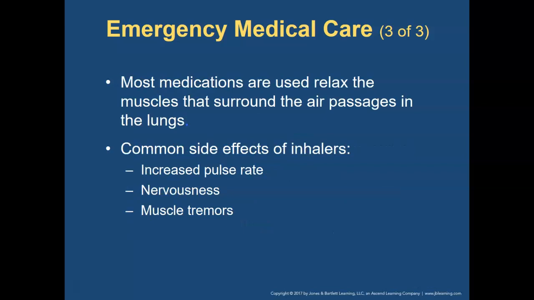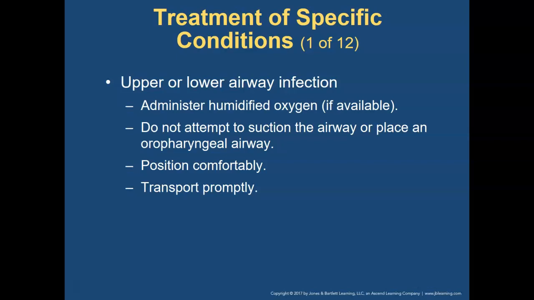Now, within these medications, respiratory inhalation medications, they are mostly used to relax the muscles that surround the air passages in the lungs. So essentially what we're talking about is dilation of those airways, right? Now, common side effects can be increased pulse rate, because of the way these medications work. It can cause some muscle tremors. It can cause some nervousness. Medication from an inhaler is delivered through the respiratory tract to the lungs, and we'll be going over these skills.